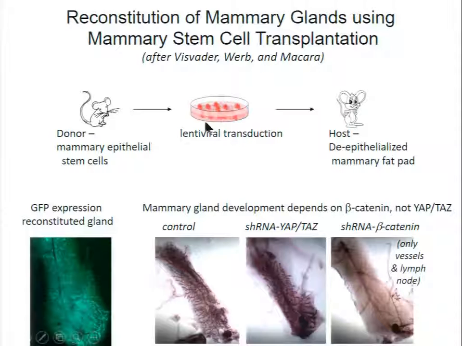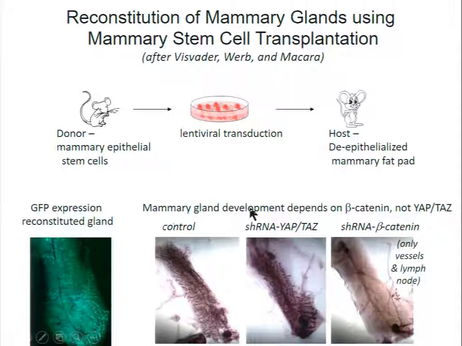So we used a mammary stem cell transplantation technique to test the role of YAP in the Hippo pathway in mammary tumorigenesis. What you can do is take mammary epithelial stem cells from a donor mouse, transduce them in vitro, and transplant them back into a de-epithelialized mammary fat pad of a host mouse. When you do that, you can reconstitute the entire mammary gland branching tree. And this was developed by Vestweber and Verb and Macaris group.